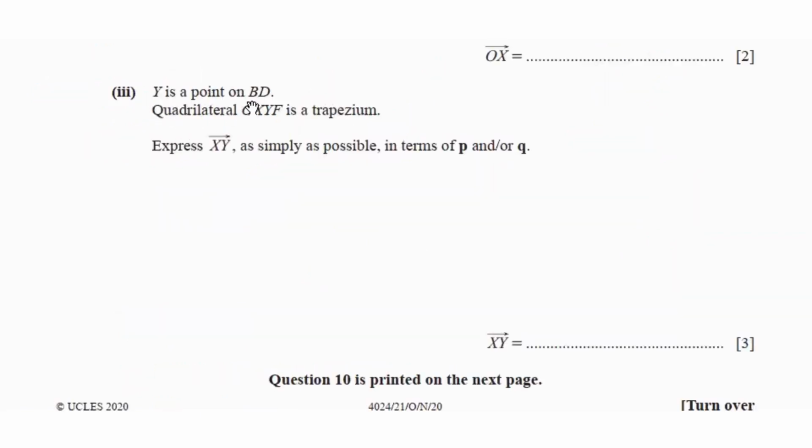Part 3 says the point Y is on BD and quadrilateral OXYF is a trapezium. Express XY as simply as possible in terms of P and or Q.